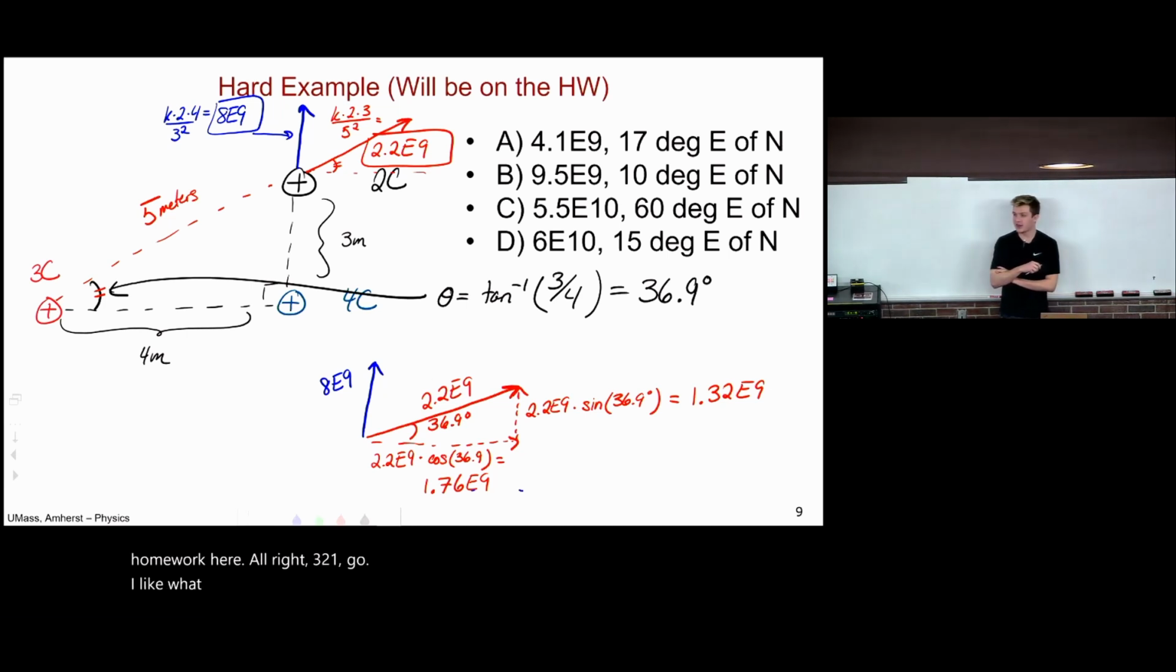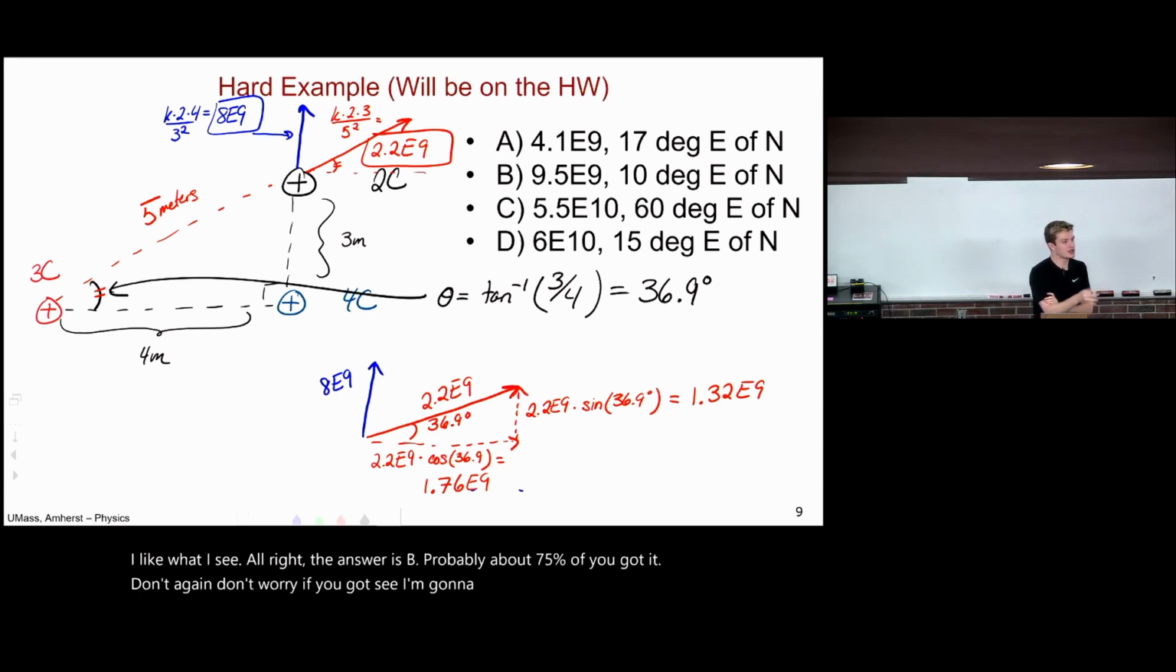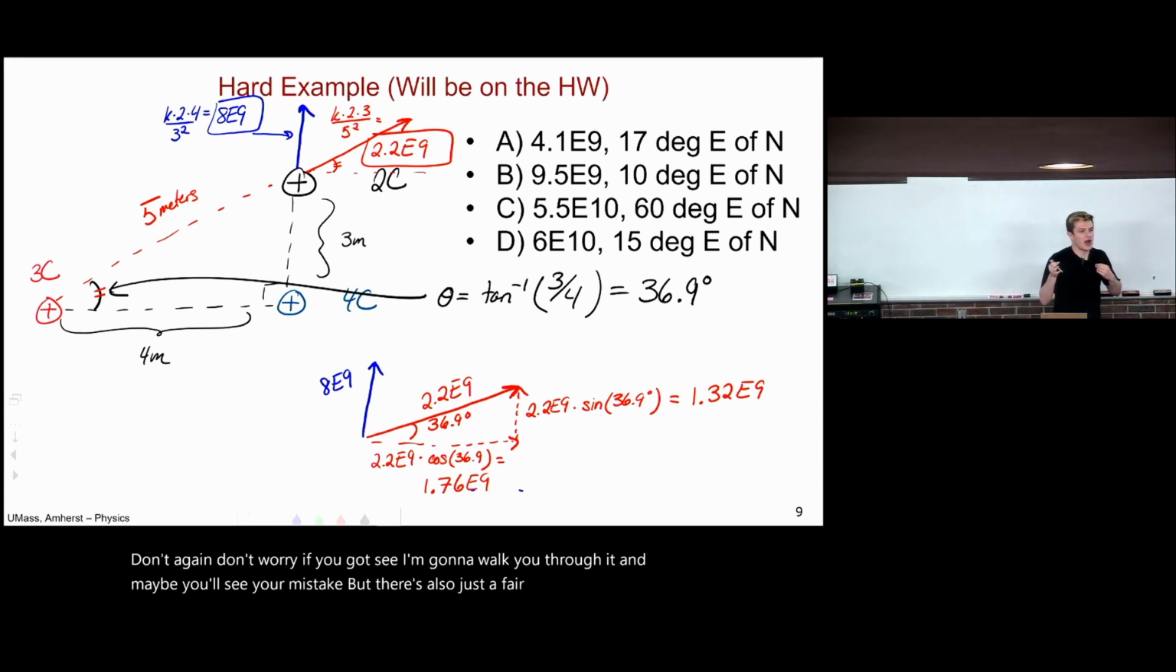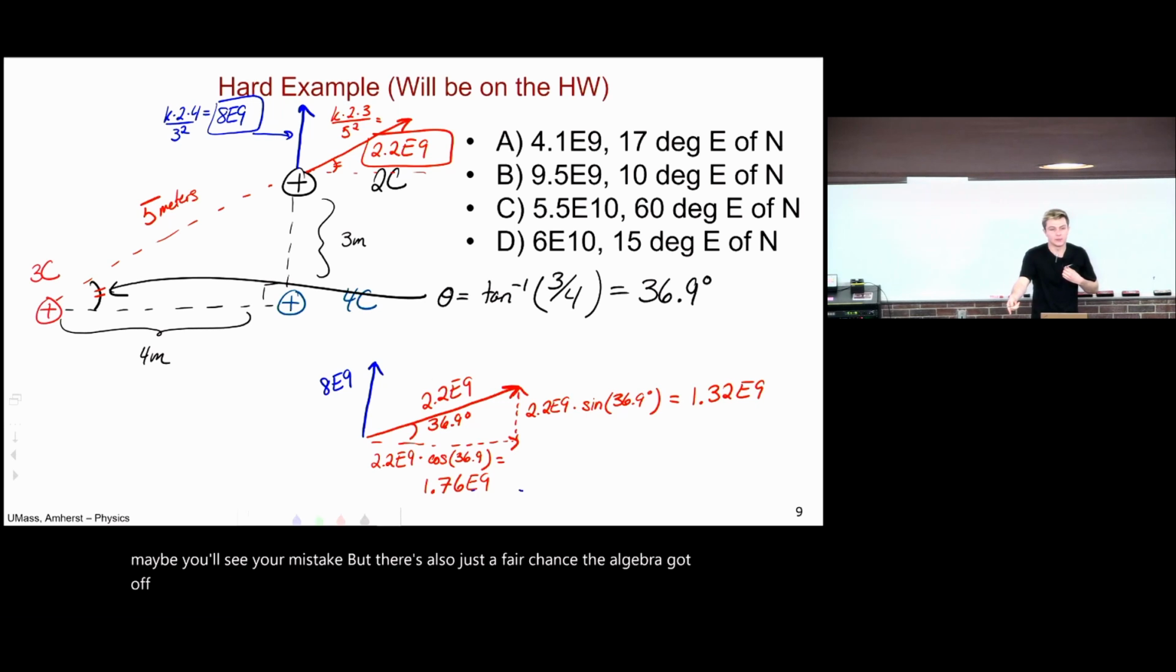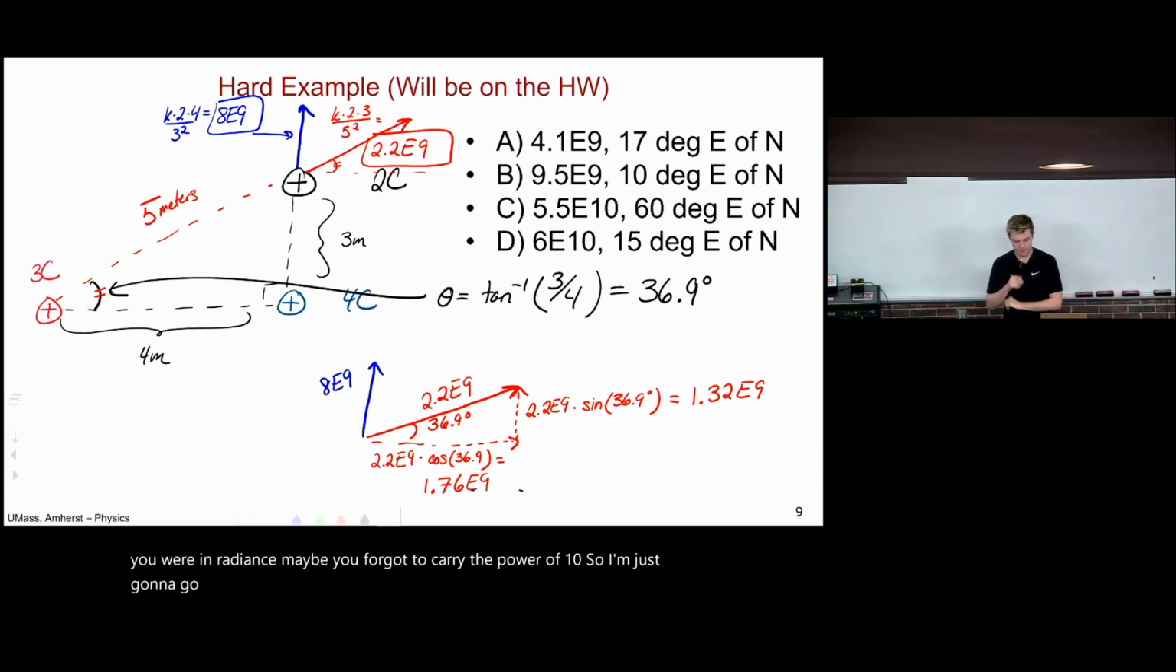All right, the answer is B. Probably about 75% of you got it. Don't worry if you got C. I'm going to walk you through it, and maybe you'll see your mistake. But there's also just a fair chance the algebra got off somewhere. I just randomly created those other answers, so it's not like you made a systematic mistake. So I bet you just maybe punched in something. Maybe you were in radians. Maybe you forgot to carry the power of 10. I'm just going to go over this real quick.